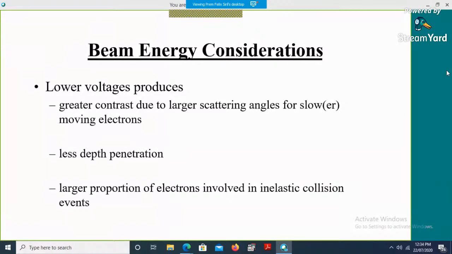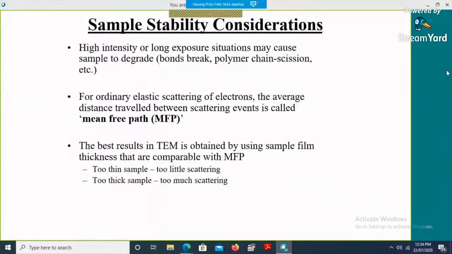A very important aspect I would like to mention here is that in TEM, the contrast is developed by the density as well as the thickness of the sample. So it's very important to have a sample of adequate thickness. Your sample should not be too thin. If the sample is too thin, there is no contrast. If the sample is too thick, then there is too much scattering, which means too much contrast, and your sample features will be lost.